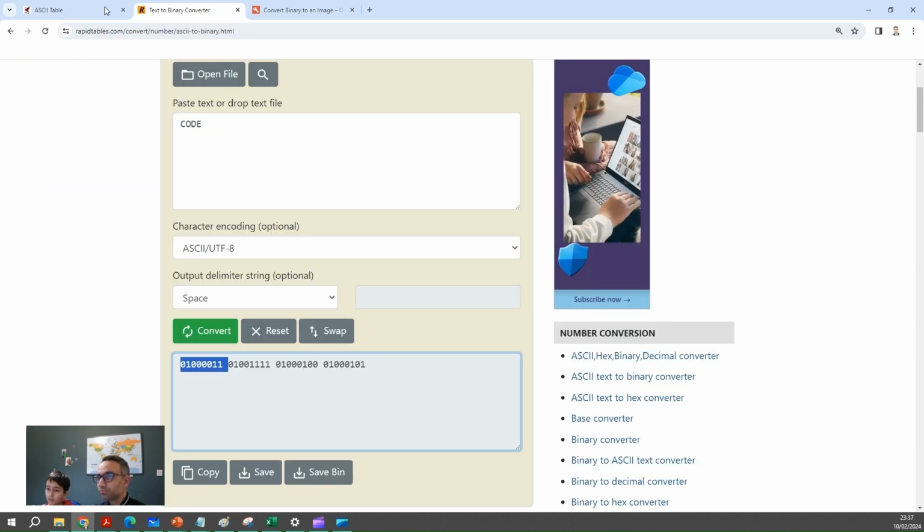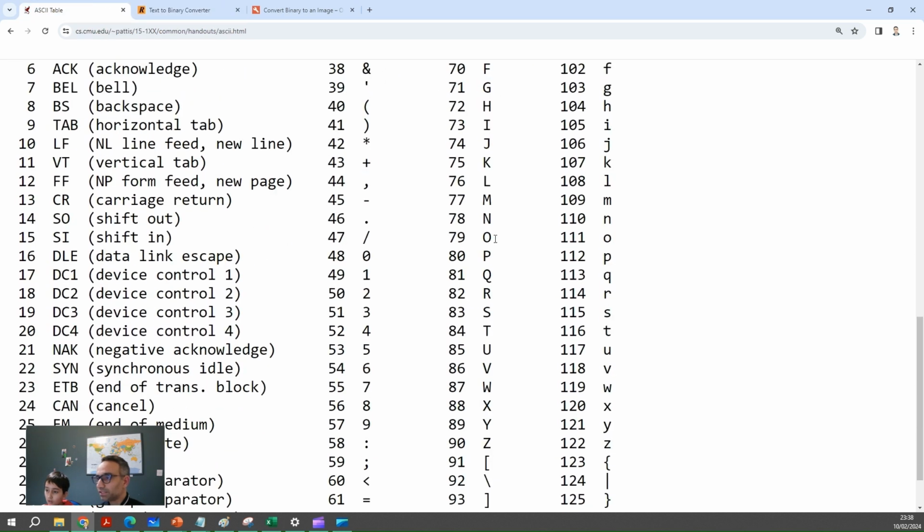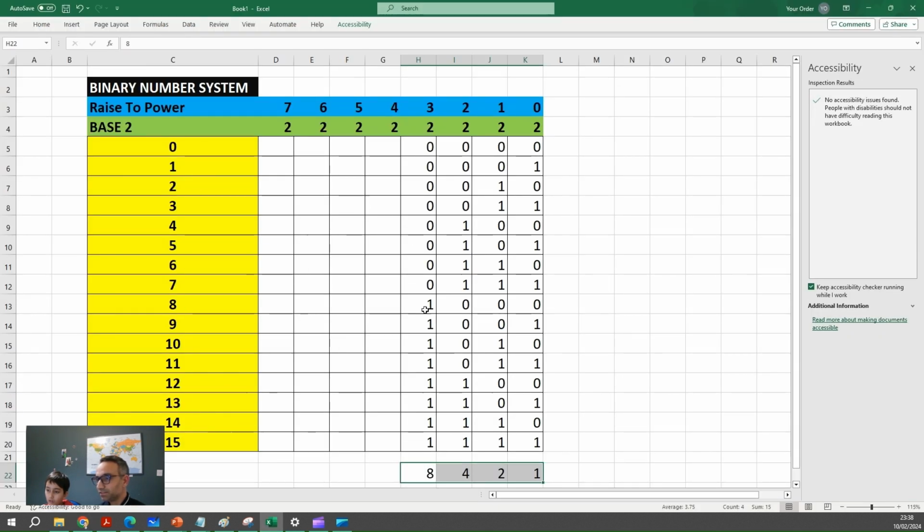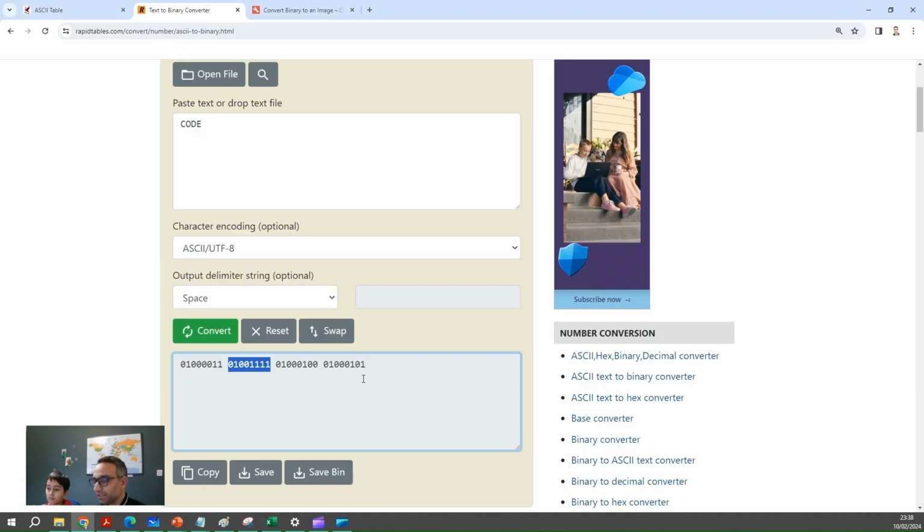Then what is O? Can you quickly check what is O? Capital O, 79. This is how 79 gets converted into binary, and it's the same technique. We extend it to 2 raised to the power 7, 8, and it goes on. This is how it works.